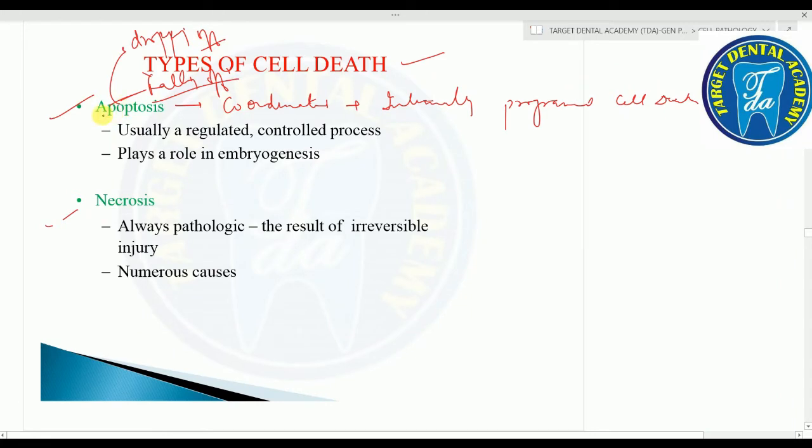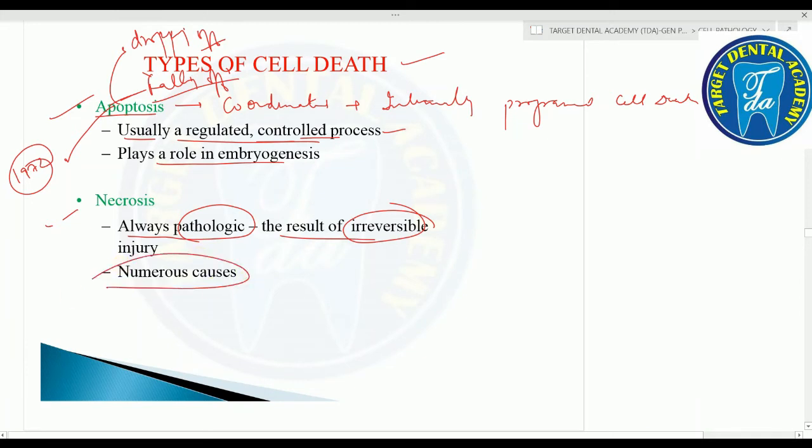So this is a term which was first coined in 1972 as distinct from necrosis. Important is it was coined in 1972. So it is usually a regulated controlled process. So it plays a role in the embryogenesis. Coming on to the necrosis. So necrosis is always pathologic, and it is a result of the irreversible injury, and there are numerous causes of the necrosis.